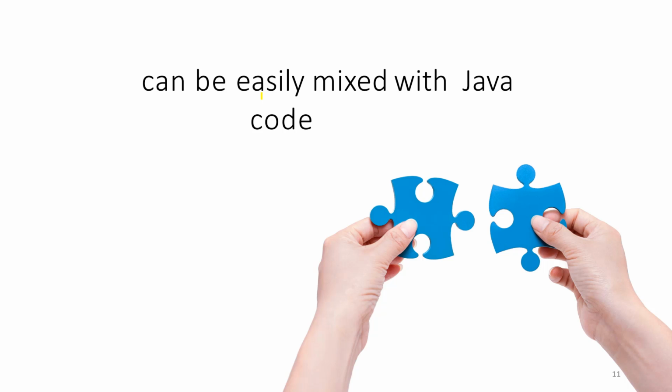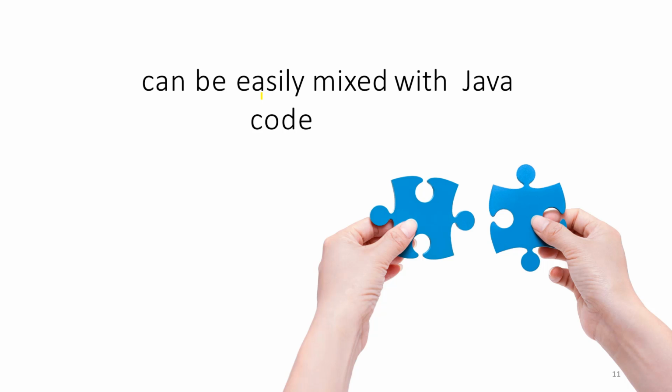One very useful feature of Kotlin is that it can easily mix with Java code. So what does that mean? If you are developing an app or a project in Java, you can include Kotlin code inside that project. The Kotlin code compiles with the Java code. If you have the same JVM, the same JVM will compile both the Java and the Kotlin code.